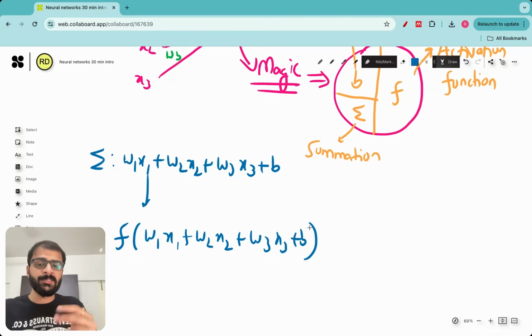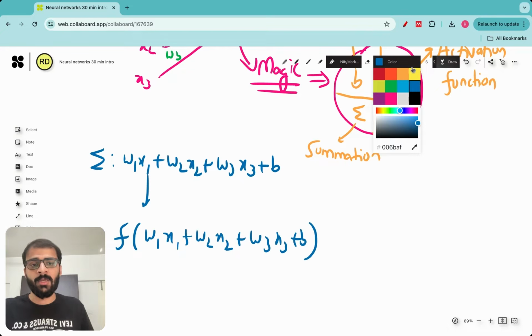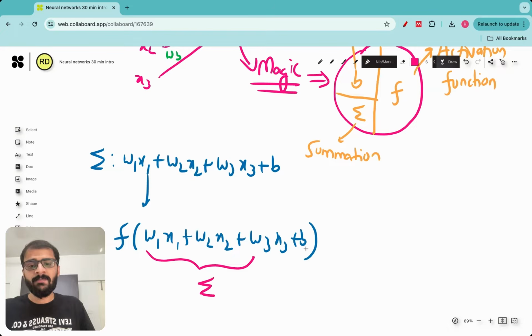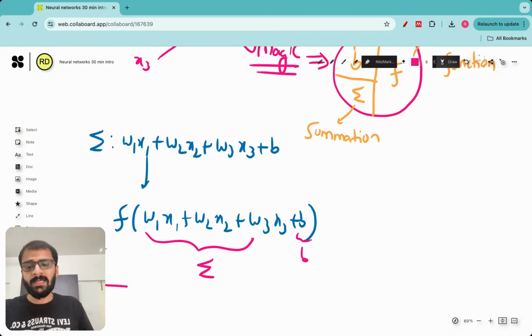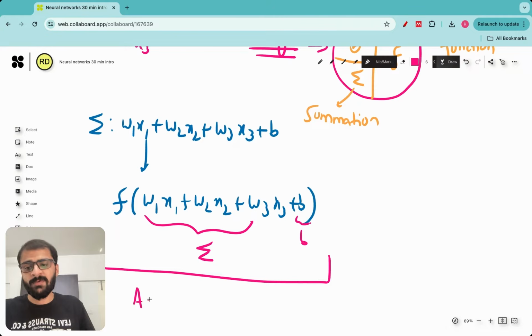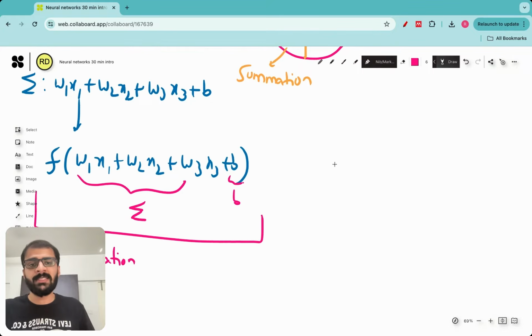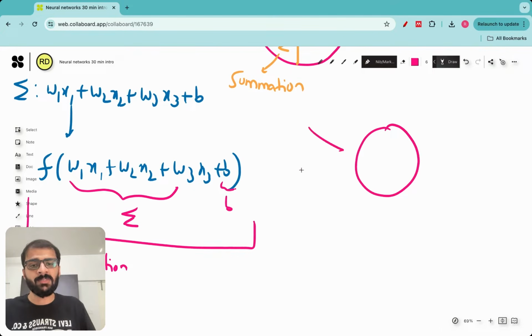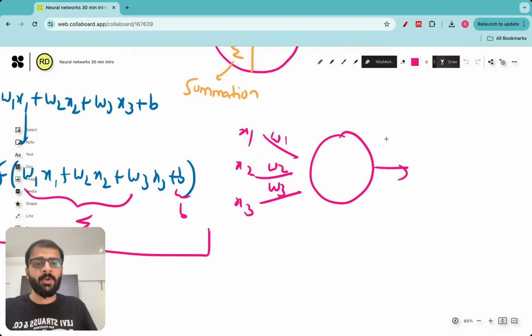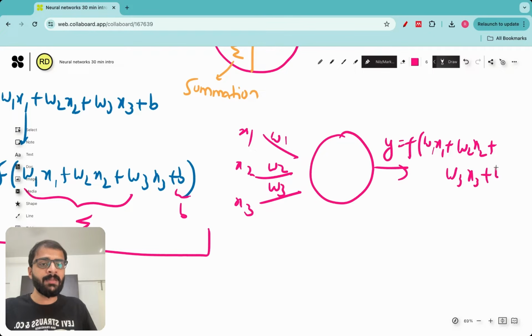This is the output which is given by this particular neuron. So you see how these three elements are coming together here. This is the summation, this is the bias, and this entire thing is the activation function. So every neuron in a neural network does these three functions. It takes in input features x1, x2, x3, assigns weights to them, w1, w2, w3, and then it produces an output y, which is equal to f of w1 x1 plus w2 x2 plus w3 x3 plus b.